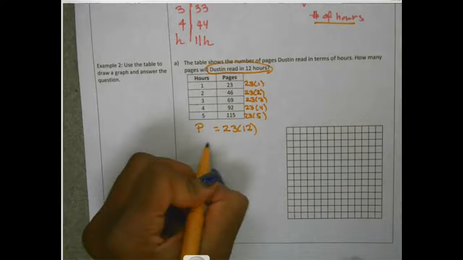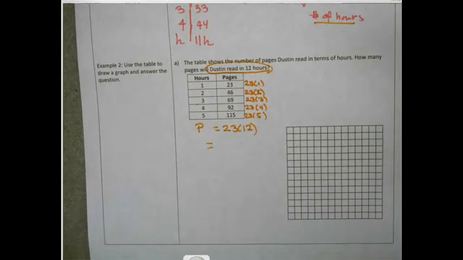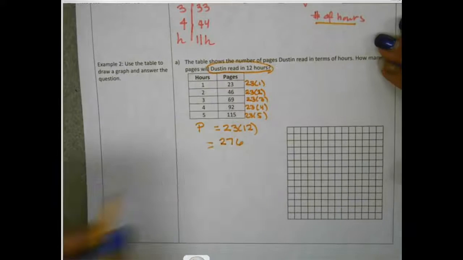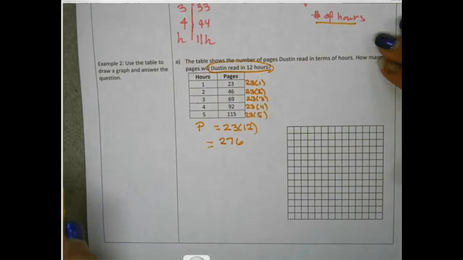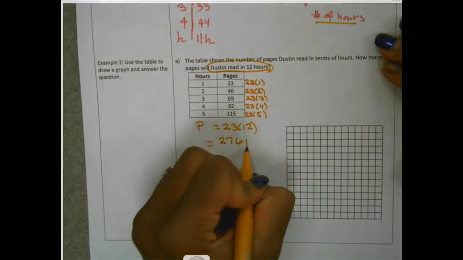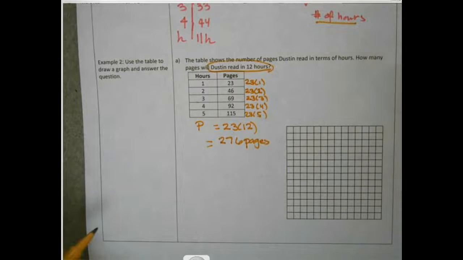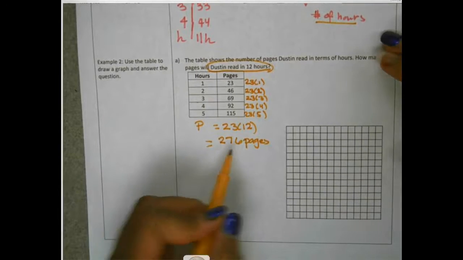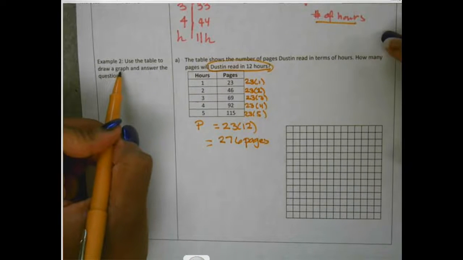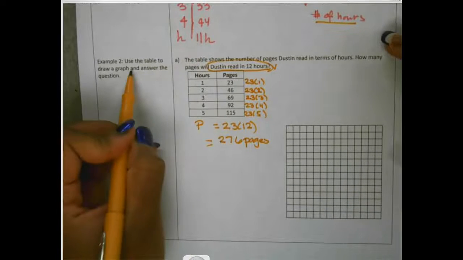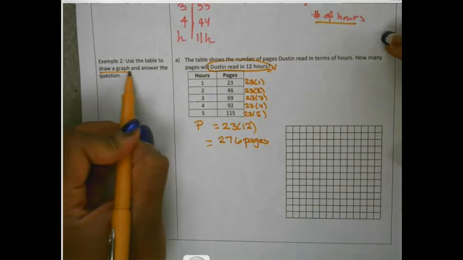So what does that equal to? Well, 23 times 12, if you check on your handy dandy calculators, is 276 pages. So in 12 hours, he reads 276 pages. Good for you, Dustin. That is us answering the question. Check. Use the table to draw a graph. We have not done that yet.